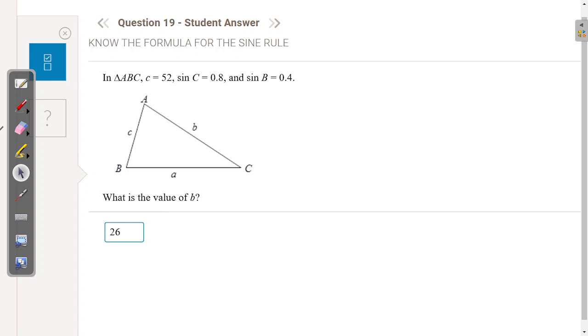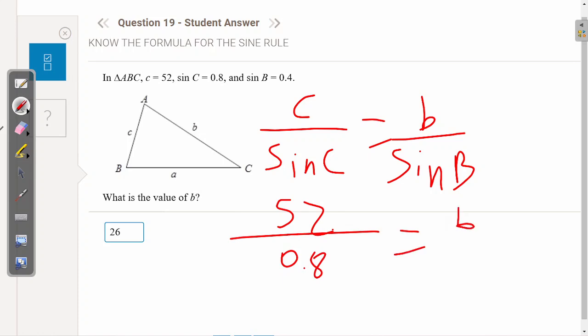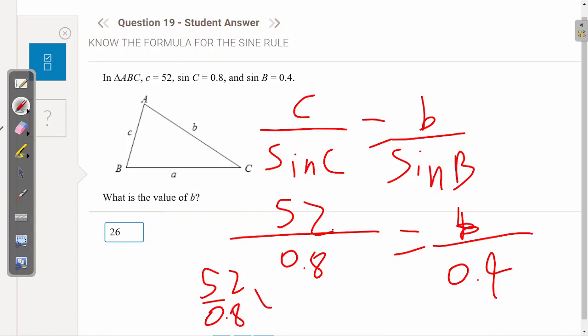Okay, for this they gave you sine C and sine B, so they want to use the sine rule. They gave you small c, so you do c over sine C equals b over sine B. c is 52 and sine C is 0.8 and sine B is 0.4. Okay, then 52 over 0.8 times 0.4, it will be 26.